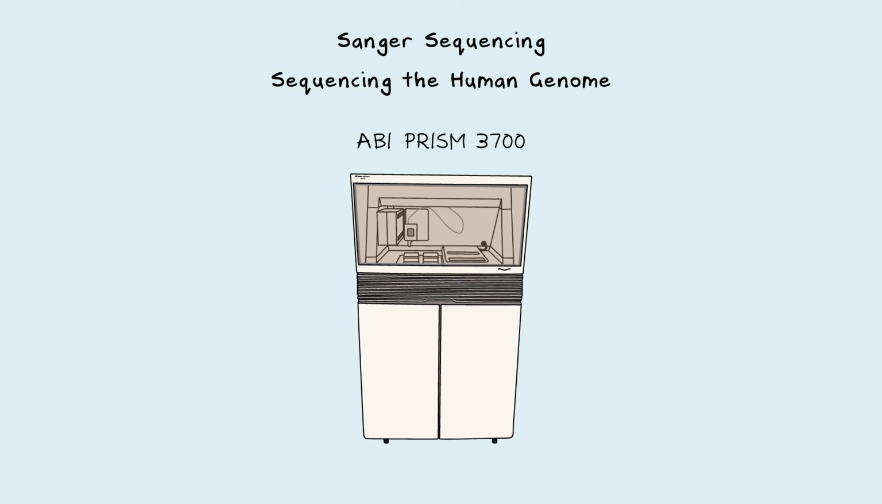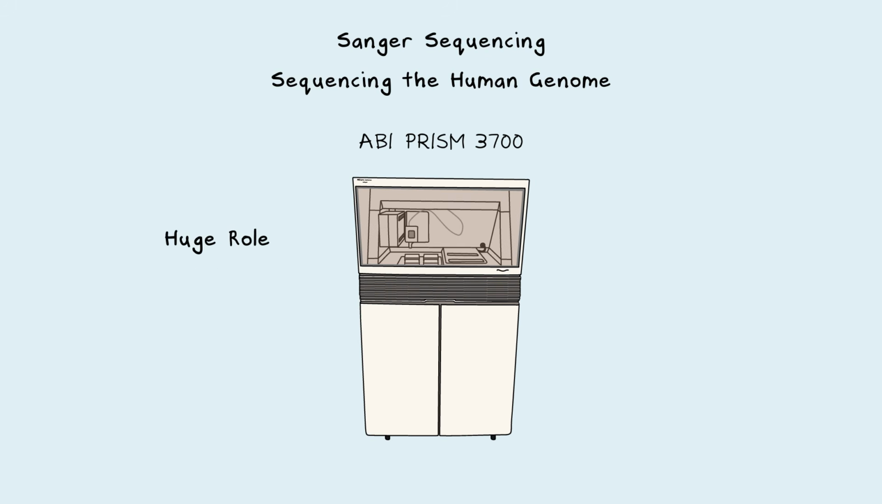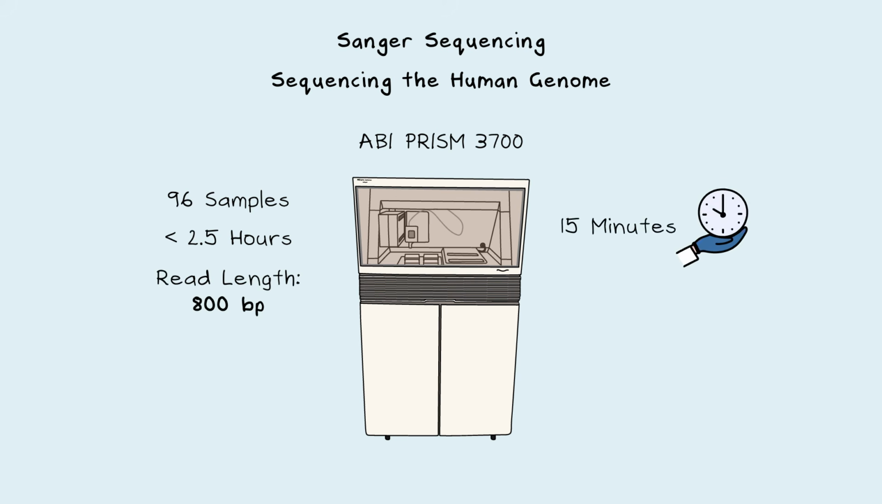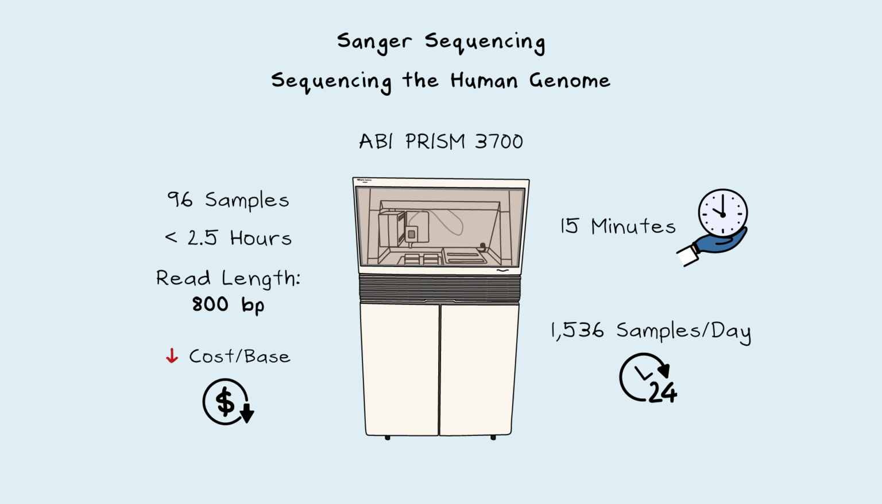The ABI PRISM 3700 played a huge role in sequencing the human genome. Each run of 96 samples took less than 2.5 hours and generated 800 base pairs of sequence for each sample. With only 15 minutes of hands-on time by a technician, 1,536 samples could be sequenced daily. With this instrument, the cost per base of sequencing was also reduced.